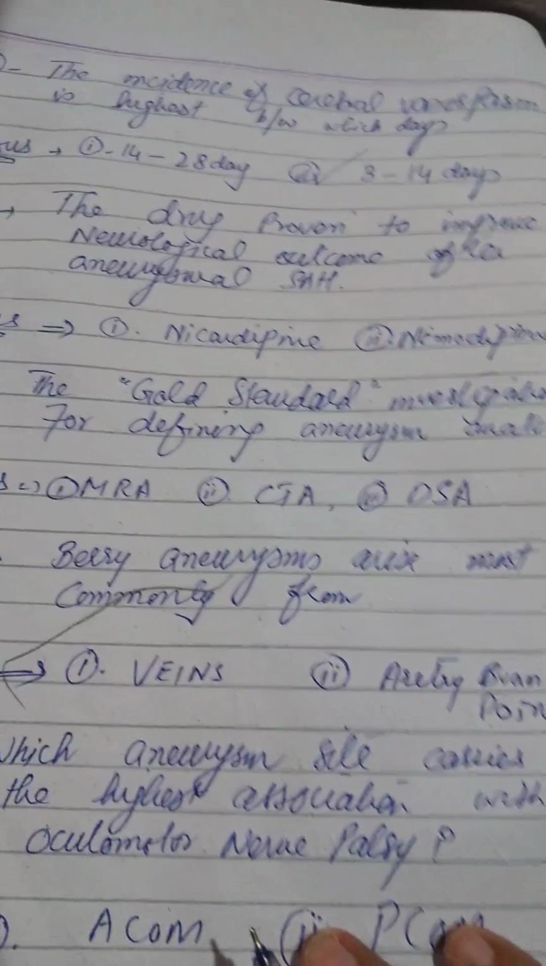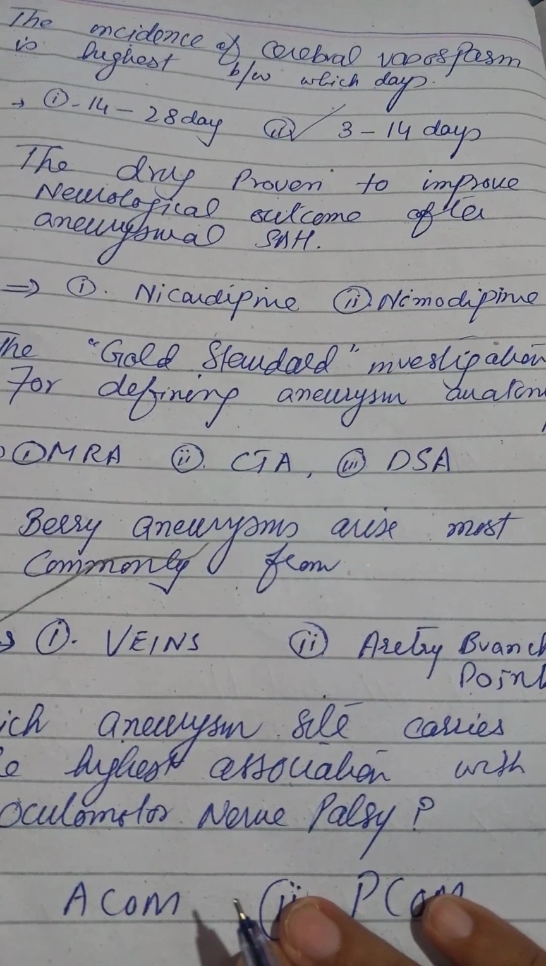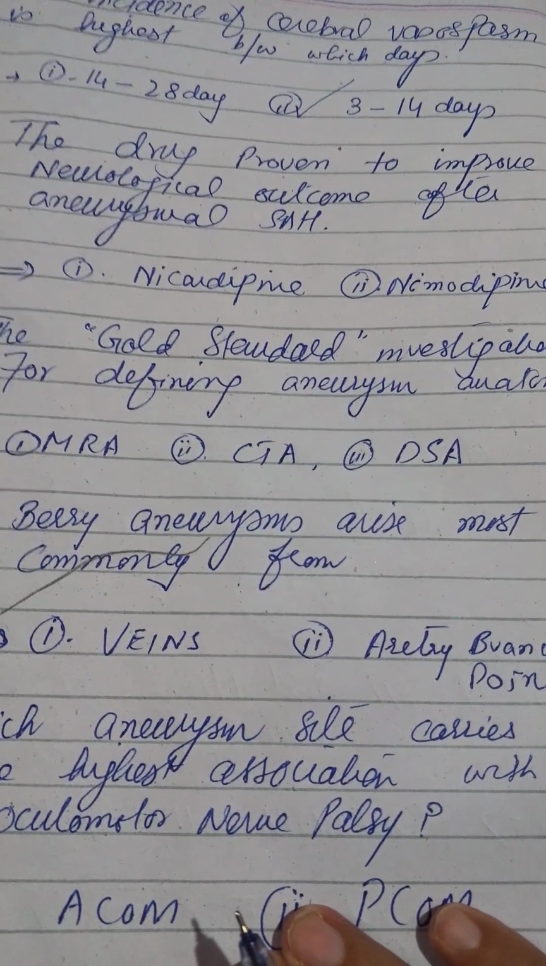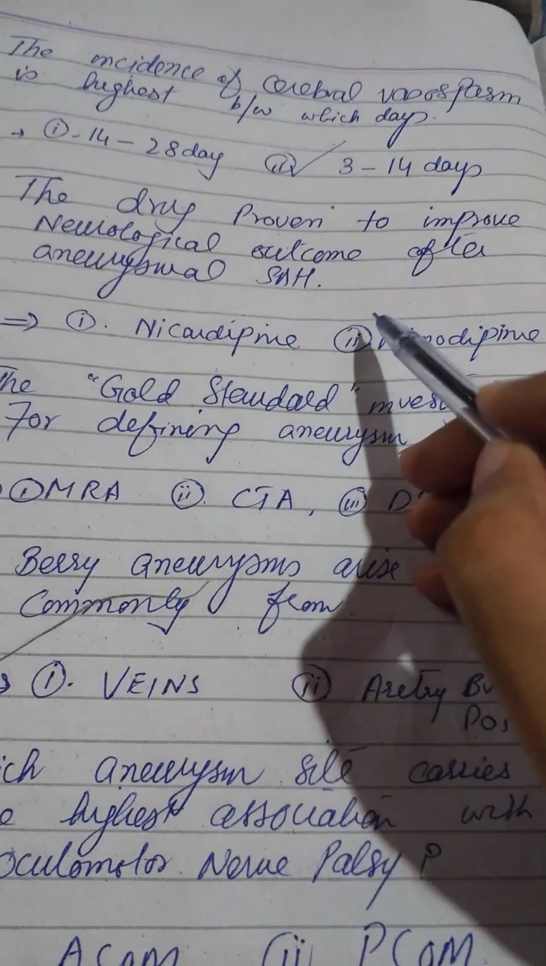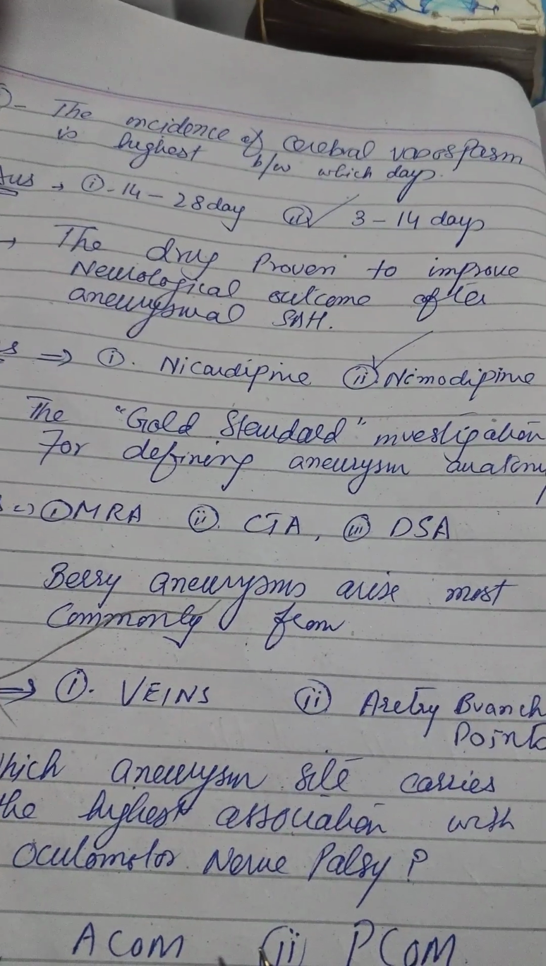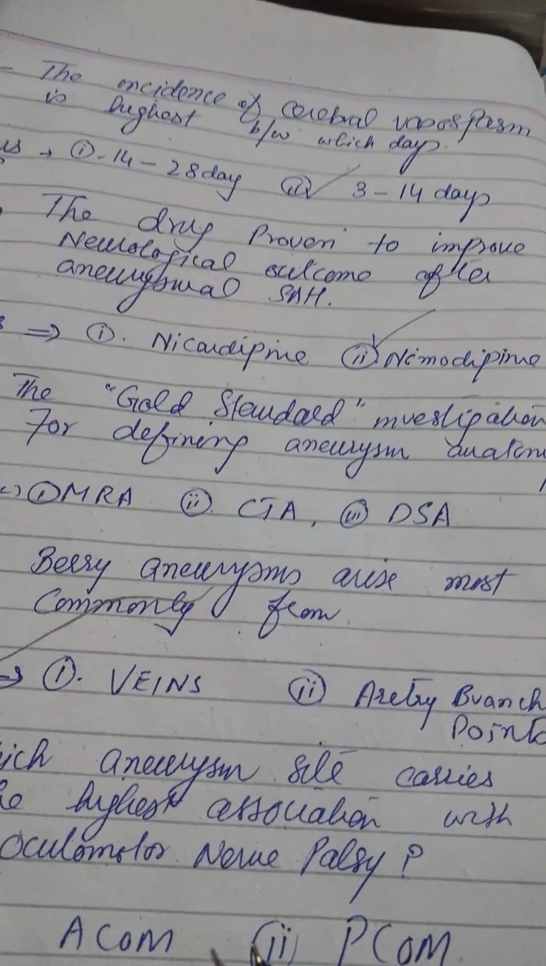The drug proven to improve neurological outcome after aneurysmal subarachnoid hemorrhage is nicardipine or nimodipine? Yes, the answer is nimodipine. The drug proven to improve neurological outcome after aneurysmal SAH.